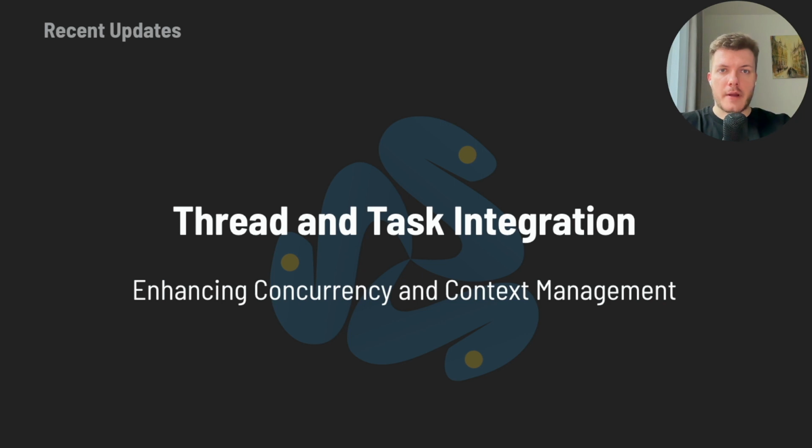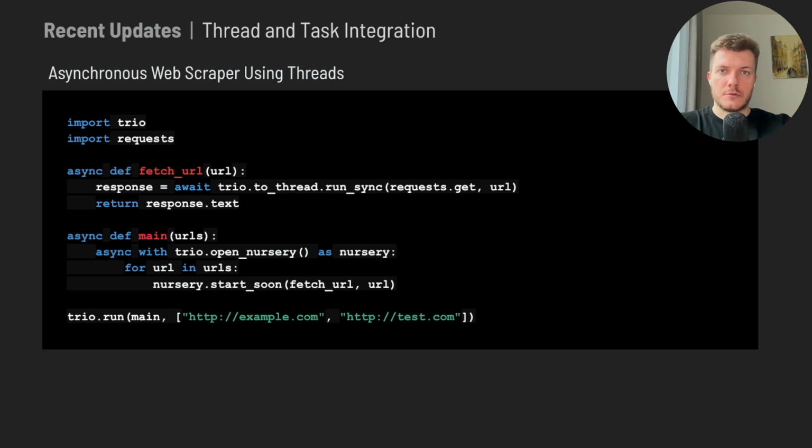Trio 23 brings improvements to how threads and tasks interact, especially in terms of context and cancellation propagation. These changes ensure that tasks running in threads behave more predictably and integrate seamlessly with Trio's main event loop. Trio's approach to thread integration involves preserving task context and undo state when transitioning between threads. The run_sync function is key, allowing a synchronous blocking function to run in a separate thread without blocking Trio's event loop. Consider an asynchronous web scraper designed to simultaneously fetch data from multiple URLs. Using run_sync, we can execute synchronous HTTP requests in separate threads. It allows Trio's event loop to efficiently manage multiple requests.